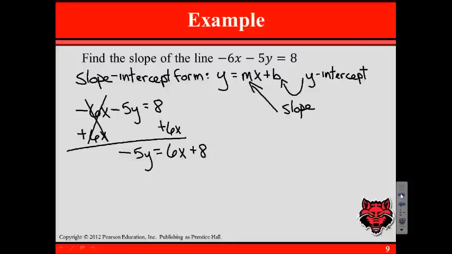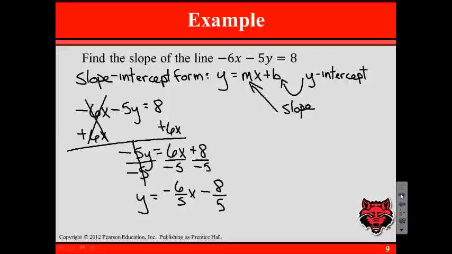Now we haven't quite solved for y yet. It's still being multiplied by -5. So we divide both sides of the equation by -5. And I'm going to divide every term because that means the exact same thing. So the -5's cancel on the left-hand side. We're left with y equals -6/5 x. And because we have a positive 8 being divided by -5, that would be a negative fraction, or -8/5.